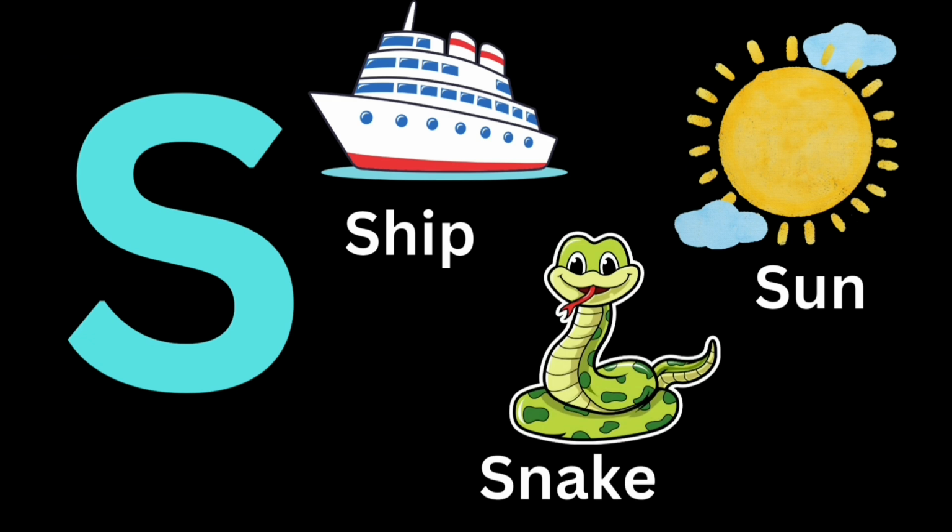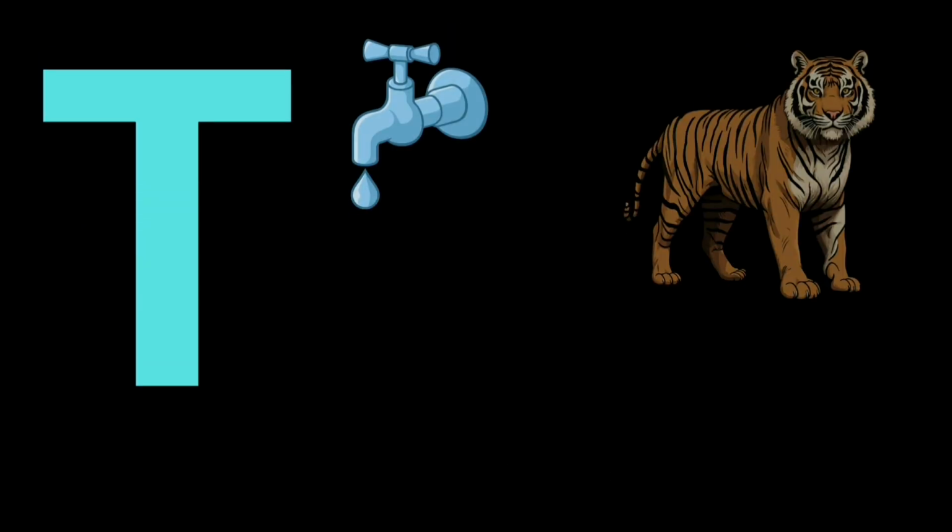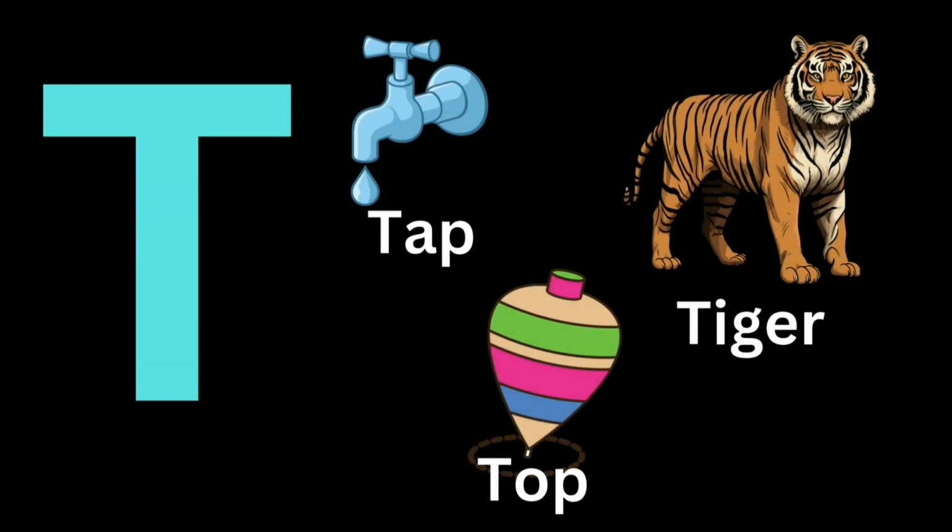S for sheep. S for sun. S for snake. T for tap. T for tiger. T for top.